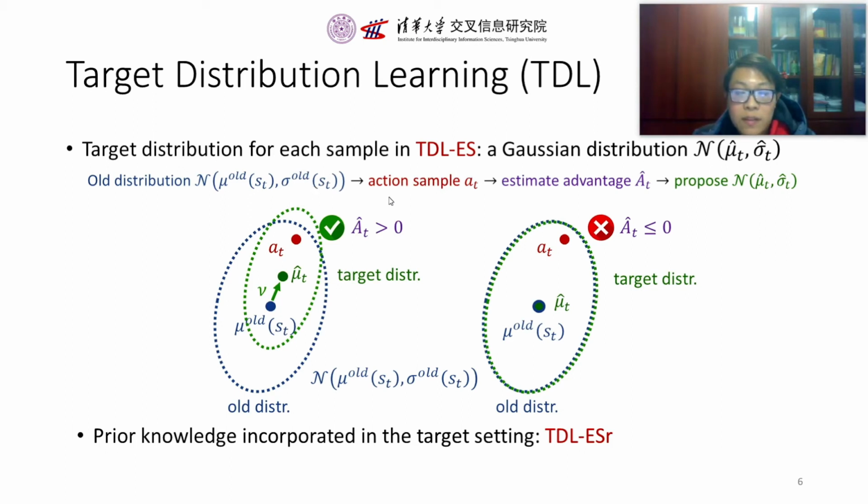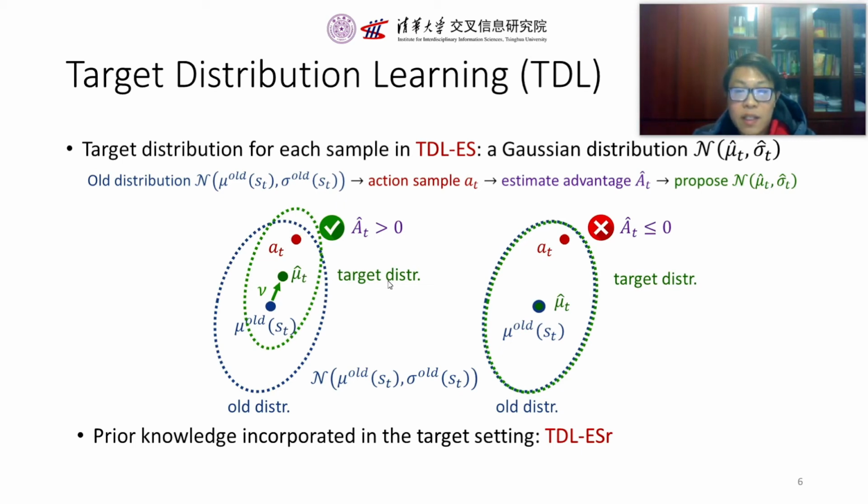Based on all this information, we can propose a better action distribution for the next time we face a similar state, which we call the target distribution, indicated by the green ovals here. In TDLES, we propose a target distribution for each sample, indicated by T.